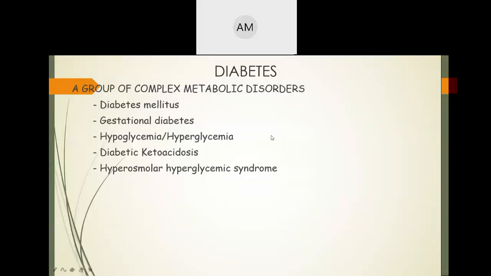Moving on to the next slide. Now we'll talk about diabetes. Diabetes is a group of complex metabolic disorders, and we'll talk about these five things which are in your syllabus: diabetes mellitus, gestational diabetes, hypoglycemia, diabetic ketoacidosis, and hyperosmolar hypoglycemia. We'll talk about them one by one.